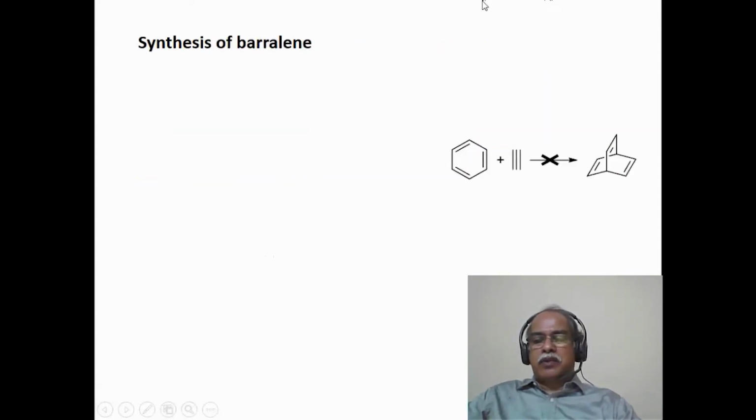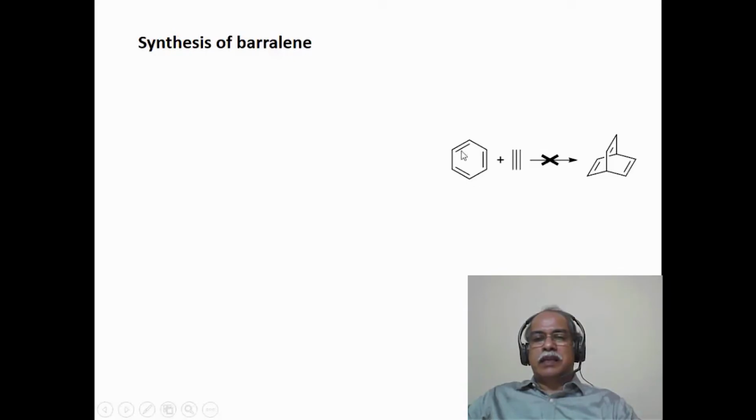Now, let us take a beautiful example of barrelene. This molecule is called barrelene because it is supposed to look like a barrel. It is essentially a 2-2-2 bicyclic system, a bridged bicyclic system. Retrosynthetic analysis will tell you that this molecule can be produced by a Diels Alder reaction between benzene and acetylene.